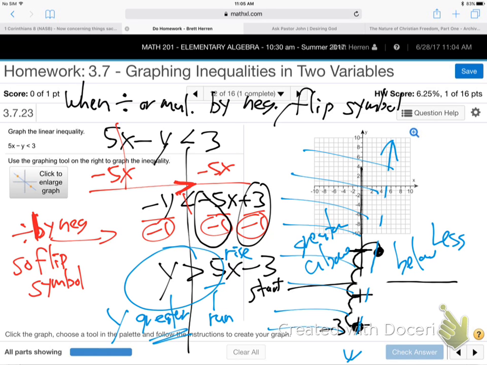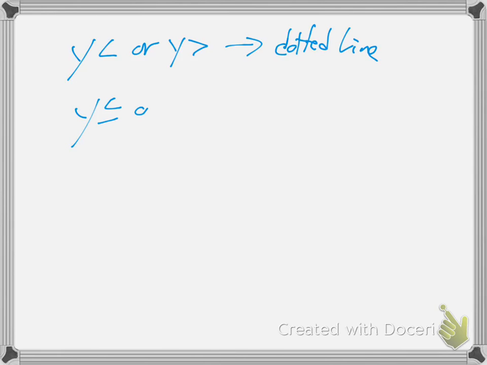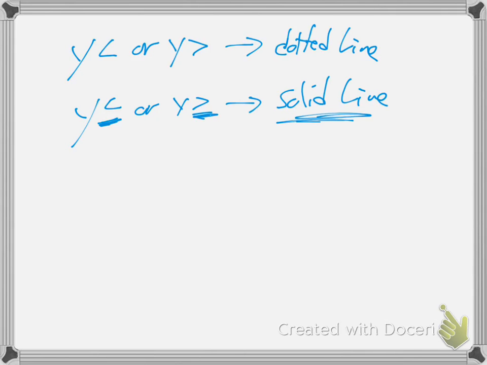Are you all good with that? No questions? Okay. So, let me make that clear then. If we have y less or y greater, dotted line. If you have y less than or equal or y greater or equal, solid line. Everybody tracking with me on that? If there's the equal bar, you're going to have a solid line. If there's no equal bar, you're not going to have a solid line. You're going to have dotted. So that's what I'm saying.